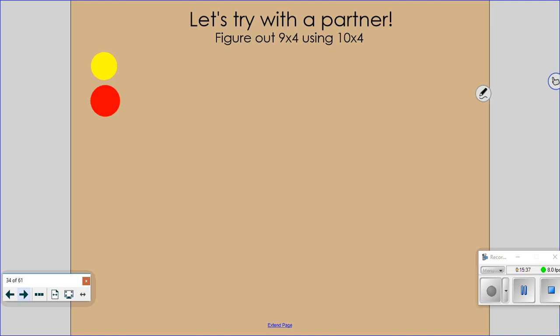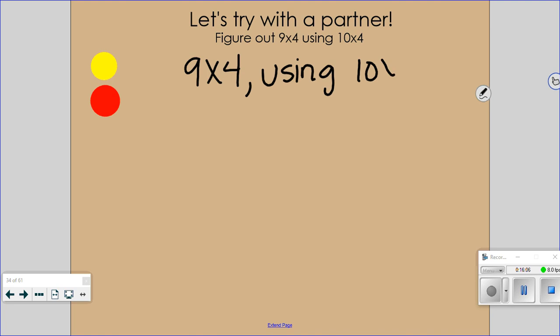We're going to try this. We're going to try it in partners, so I'll partner you up. Turn to the next blank page. You're going to do it in your notebook. And I want you to figure out what is 9 times 4. And to solve that, I want you to use your knowledge of 10 times 4. So you're going to do the exact same thing that I just did. Does this make sense? Yes?